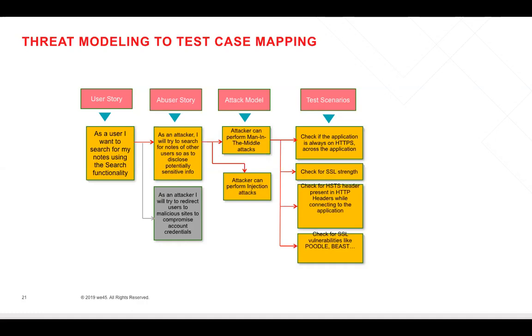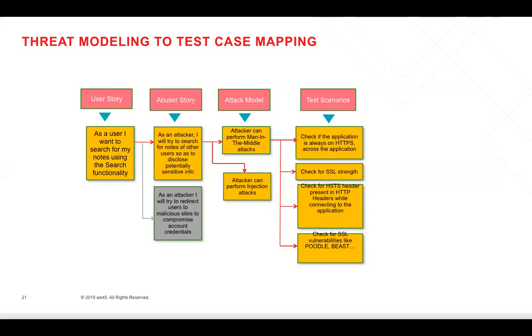So one user story has two abuser stories. One of those abuser stories again breaks down into two attack models. And let's take one of those attack models, which is that attackers can perform a man-in-the-middle attack. Now, the man-in-the-middle attack can break down into 4 test scenarios, which means that I would first need to check if the application is on HTTPS, then I'll check for the strength, and then I'll check for the header, and things like that. So you could have more than this, or you could have less than this, depending upon what the application is.